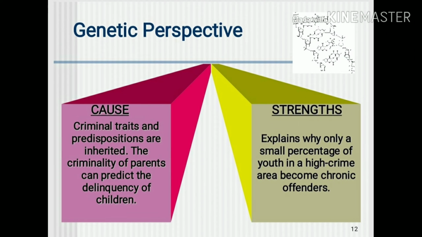The third one is genetic. The major premise of the theory is that criminal traits and predispositions are inherited. The criminality of parents can predict the delinquency of children. The strength of the theory is that it explains why only a small percentage of youth in high crime areas become chronic offenders. The research focuses on twin behavior, sibling behavior, and parent-child similarities.